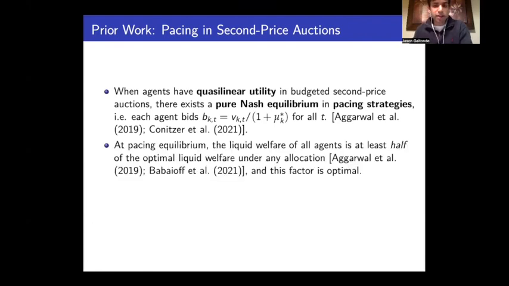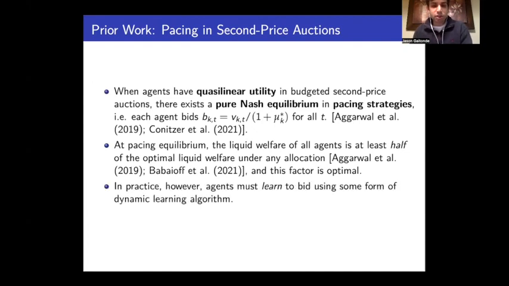Furthermore, it's known that when you have a pacing equilibrium in these settings, it turns out that this liquid welfare that I mentioned before of all the agents is actually at least half of the optimal liquid welfare for any allocation of the goods, and in particular for an optimal allocation that tries explicitly to optimize liquid welfare. And moreover, this factor of 1/2 is optimal. This is not improvable.